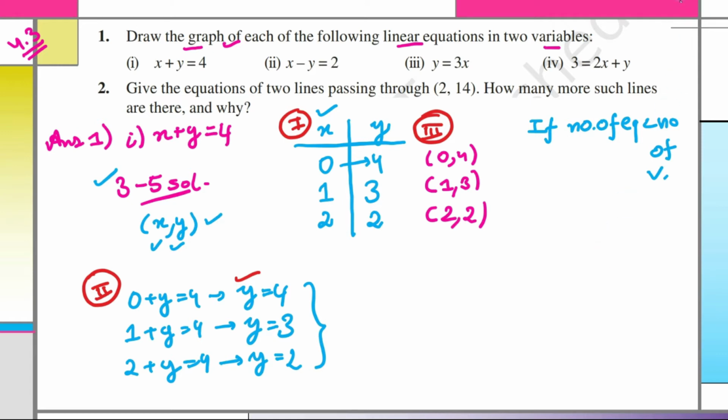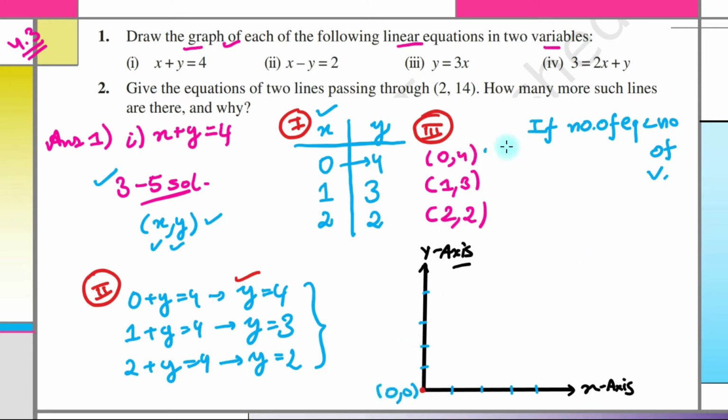So I will draw the graph now. Okay, my friends, I have drawn a graph. This is the origin (0, 0). Now we simply plot these points. We have taken x as 0 and y as 4, so this point is (0, 4). Sorry my friends, not this one, (0, 4) would be this point. Similarly, (1, 3) would be this point right here, and (2, 2) would be this point right here.